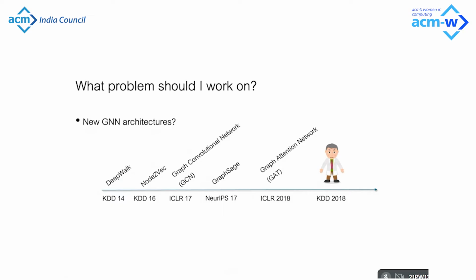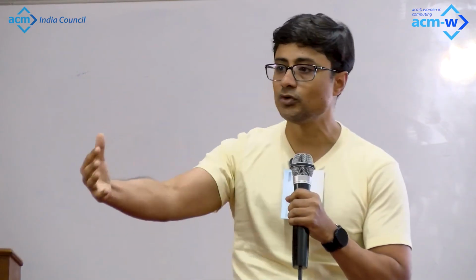So here's a timeline of some of the very seminal works that happened in GNNs, right? These are the new architectures that appeared, and even today, these are the main architectures that people are going to use if they want to use any graph neural network. So this is 2018. By that time, some of the seminal papers like DeepWalk, which got the Test of Time award in last year's KDD, Node2Vec, Graph Convolutional Network, Graph Attention Network, Graph Sage, they have already appeared.